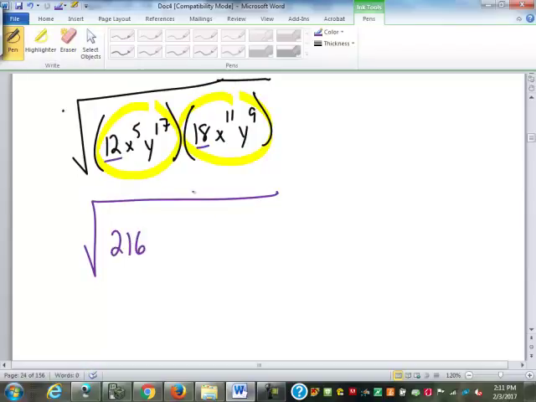216. Good. We have x to the 5th times x to the 11th. There you go. When you're multiplying, you add the powers. Very good. Then y to the 17th times y to the 9th. 26. Very good.